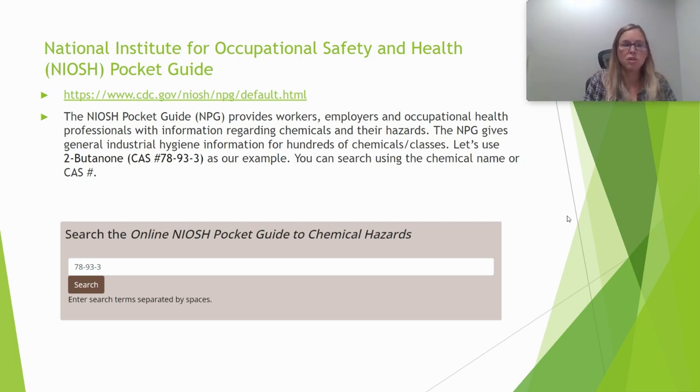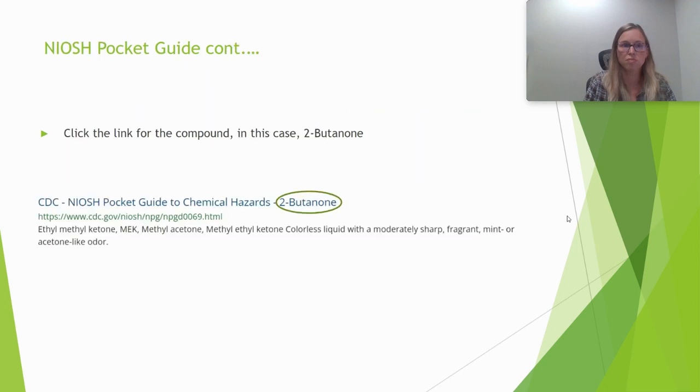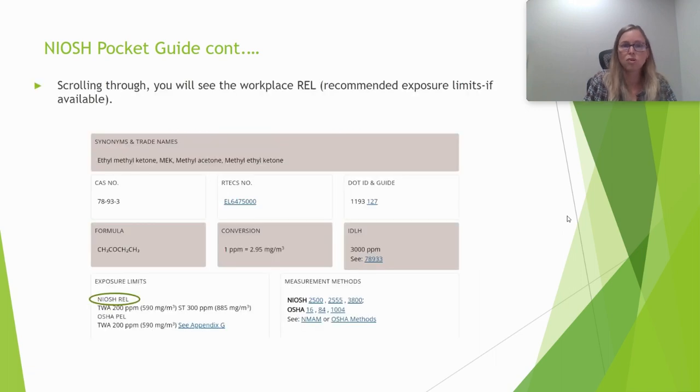So let's use 2-butanone as our example. You can search using the chemical name or the CAS number. Let's use the CAS number. 2-butanone's CAS number is 78-93-3. So click on the link for the compound, in this case, 2-butanone. Scrolling through, you'll see the workplace REL, or the recommended exposure limit, if it's available. If it's available, it'll be down here on the left where it's circled in green.